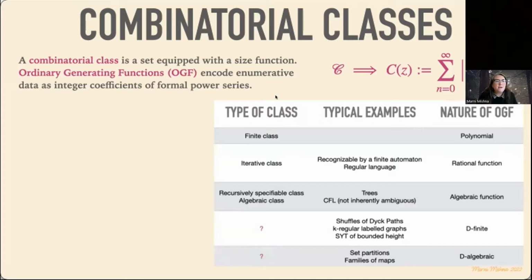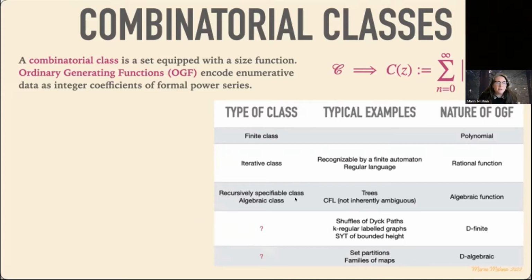So what's been well known for a long time is that if I have a finite class, the generating function would be a polynomial. If it's some kind of iterative class, where it's recognizable by a finite automaton or a regular language, it's going to have a rational generating function.